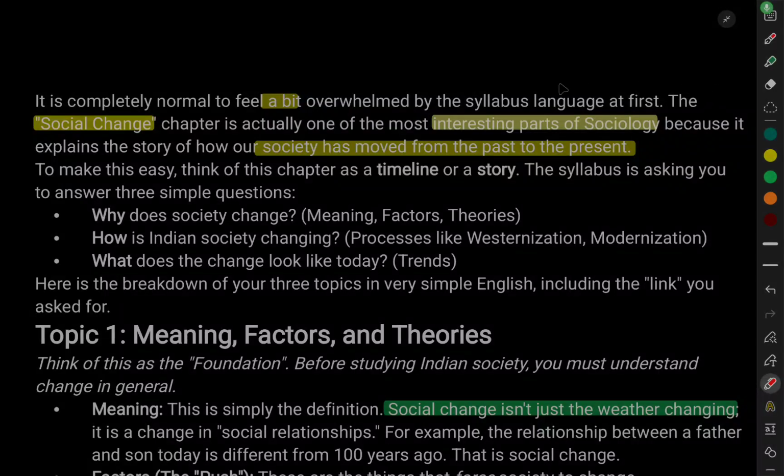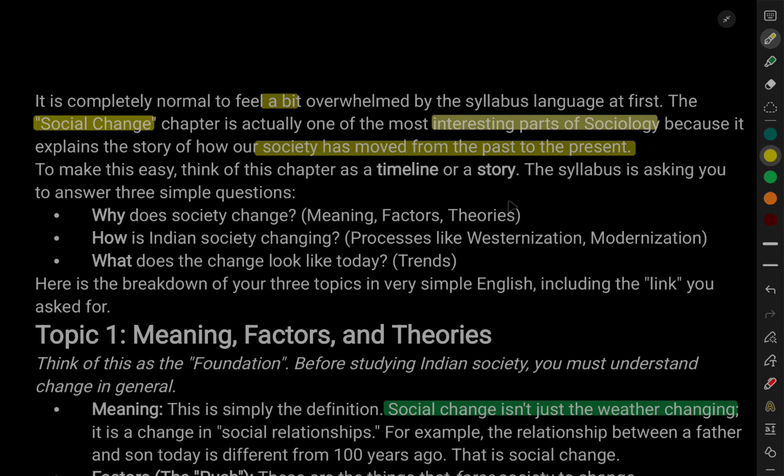Hello everyone. Before starting this chapter, social changes, first of all, we are going to see interesting facts about social changes and what parameters we are going to cover in this video. First of all, a small introduction to the social changes chapter. This is one of the most interesting parts of sociology because it explains how society moves from the past to the present.